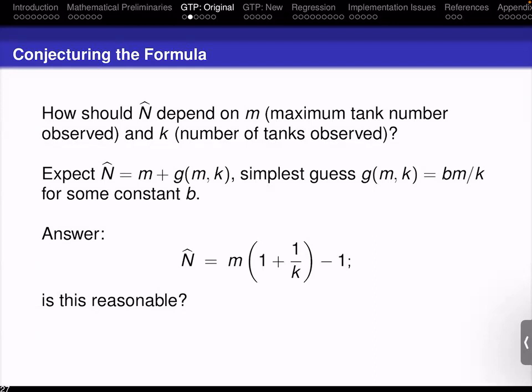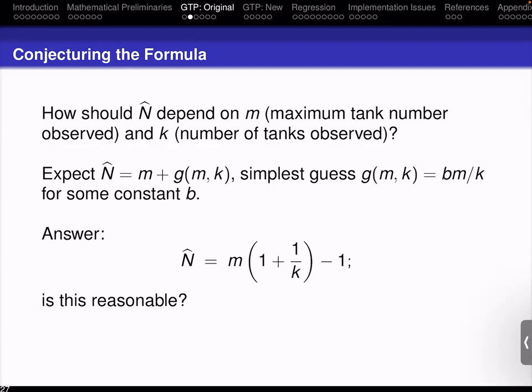What's the other extreme? So one extreme is k equals 1. What's the other extreme? K equals what? So if k equals m, then you observe k tanks, and the largest one is k. That's not quite the right extreme. You're close. K equals n. You happen to observe every single tank. If k equals n, well, let's see what would happen. What would m equal if k equals n?